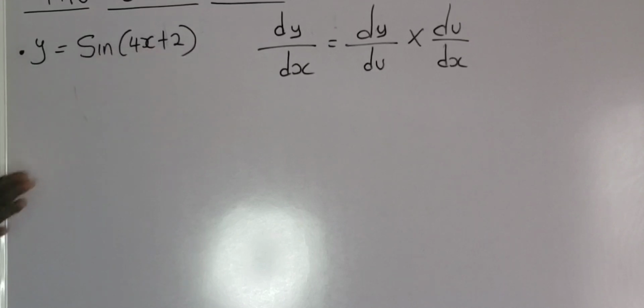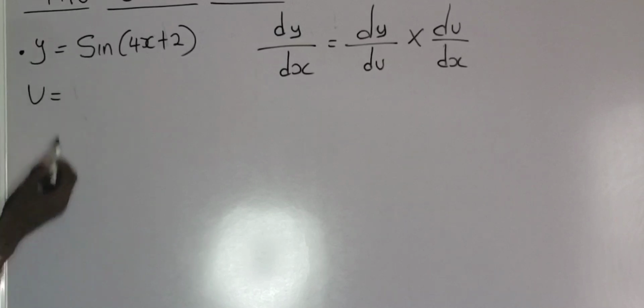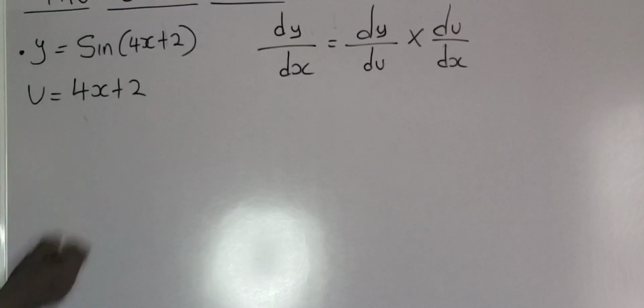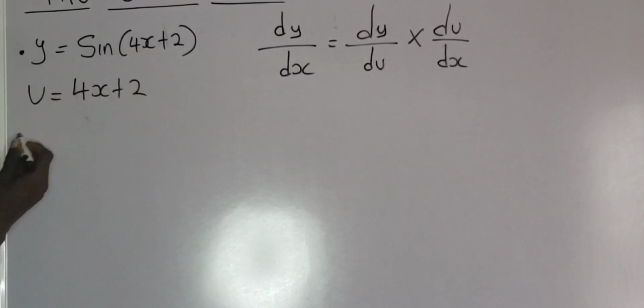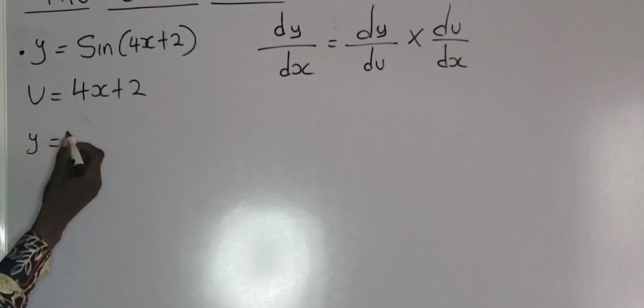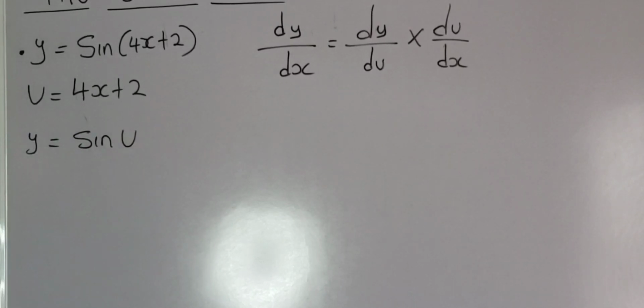The inner function is the function that you have inside the bracket. Are you getting it? So I want you to understand that the first step is that you are going to set the inner function to a letter. In this case, I'm going to say let u is equals to the inner function. The inner function is what? 4x plus 2. So if u is equals to 4x plus 2, definitely y will be equals to what? Sine u, because I have set the inner function equals to u. So the outer function is sine u. Do you understand? So now the next step is that I'm going to take the derivative of both u and y, that is, the derivative of both the inner function and the outer function.